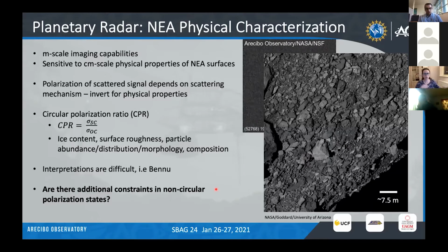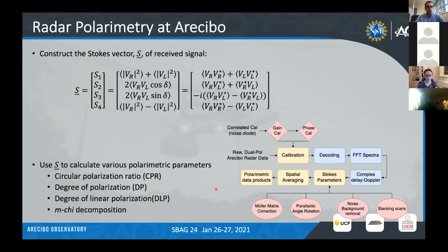So this research that I'm discussing today was motivated by a need to apply additional constraints to these physical interpretations, to augment just a single metric such as the CPR, and in particular, looking at other polarization states outside of just circular polarization to do this.